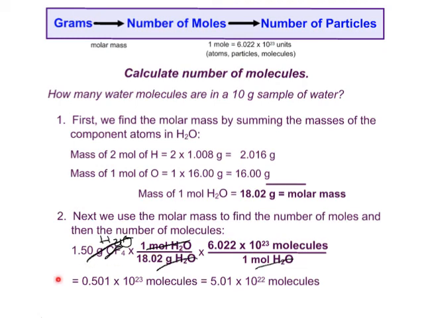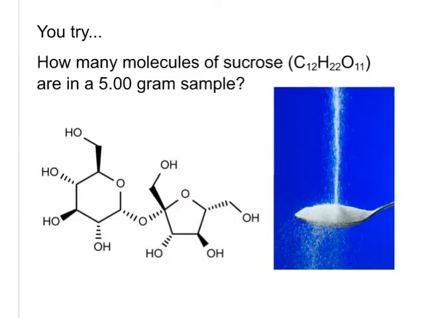And I am left with, when I multiply everything out, this many molecules, 1.50 times 6.022 times 10 to the 23rd molecules, and that is divided by 18.02, gives me the number of molecules. I can move the decimal point and transfer that into scientific notation, correct scientific notation, for the number of molecules of water. So you try. How many molecules of sucrose, that is the formula for sucrose, are in a 5.00 gram sample? Go ahead and try that and see if you can get the correct answer on the next frame.